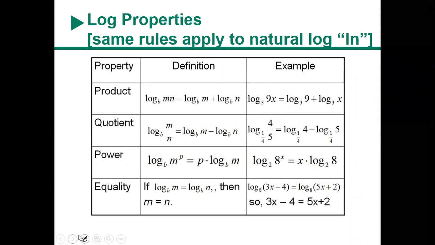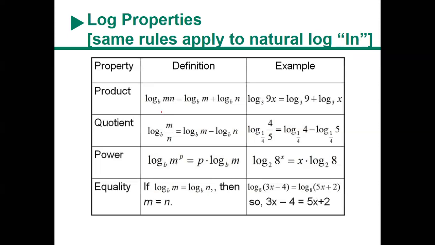So the properties of logs are pretty much the same or similar to exponential, and they apply to natural log also. So there aren't separate ones. But when you have the product property, if you're multiplying two things, then that means you're adding their logs together. Make sense? So here I have log base 3, 9x. That means I have log base 3, 9 plus log base 3, x.